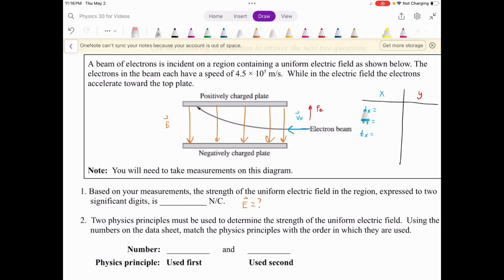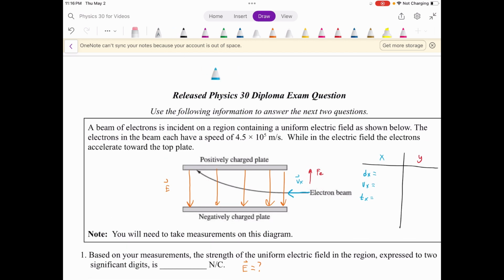Now, the horizontal distance that they travel, they didn't directly tell us, but notice it says our answer is based on our measurements, so we will need to take measurements on this diagram. This is a question from the diploma, and the diploma has done this from time to time. They're just testing: do you know how to take the measurements? Do you know which measurements you would even need? You would actually pull out a ruler and physically measure this distance horizontally.